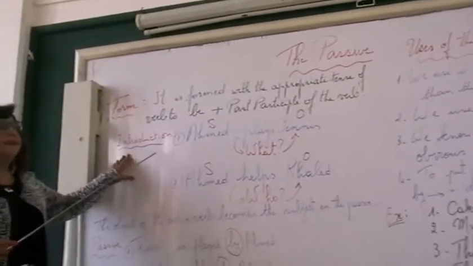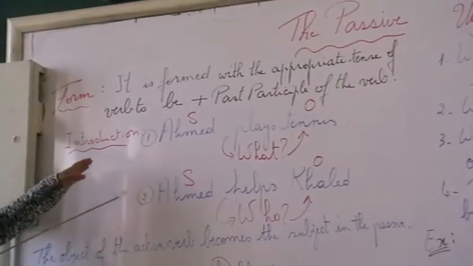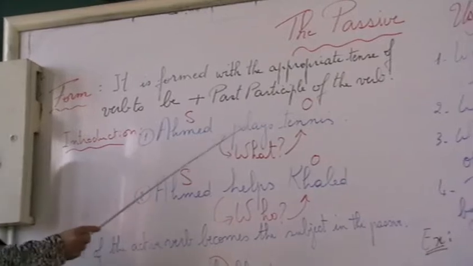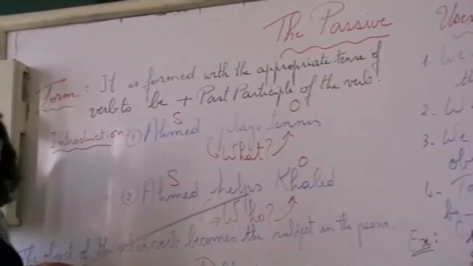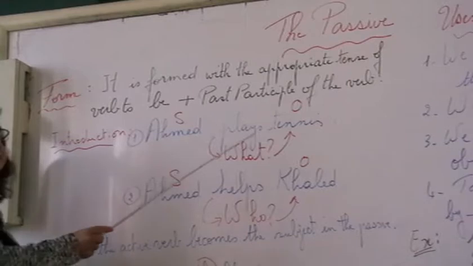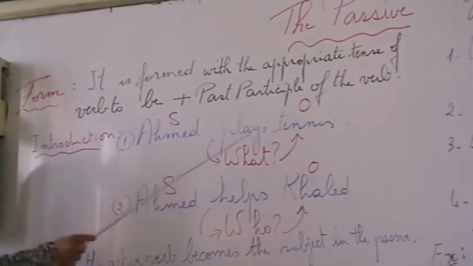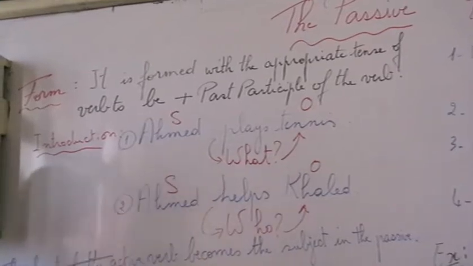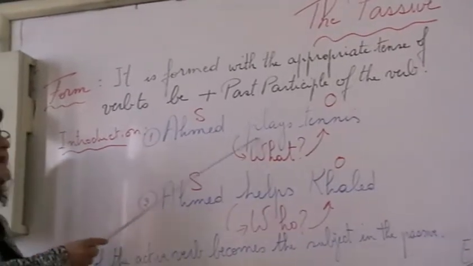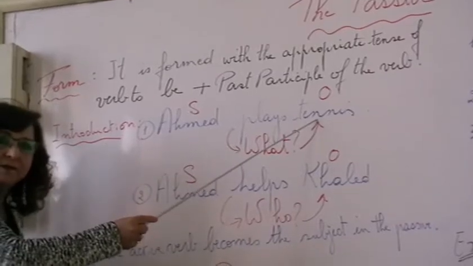Now let's look at this sentence first. This is just an introduction to understand what the passive is. Here, for example, this is an active sentence, it's not passive. This sentence is not passive, and this one is not passive. Now here, Ahmed plays tennis. Now, how do we get the object? We need an object to form a passive sentence. So here I say, Ahmed plays what? Tennis. So tennis is the object.